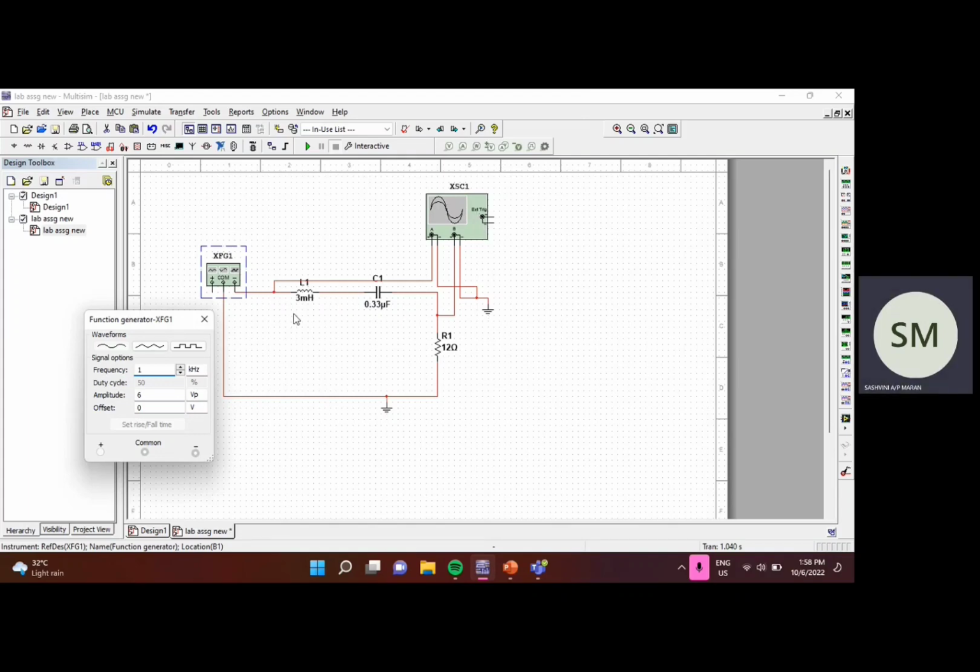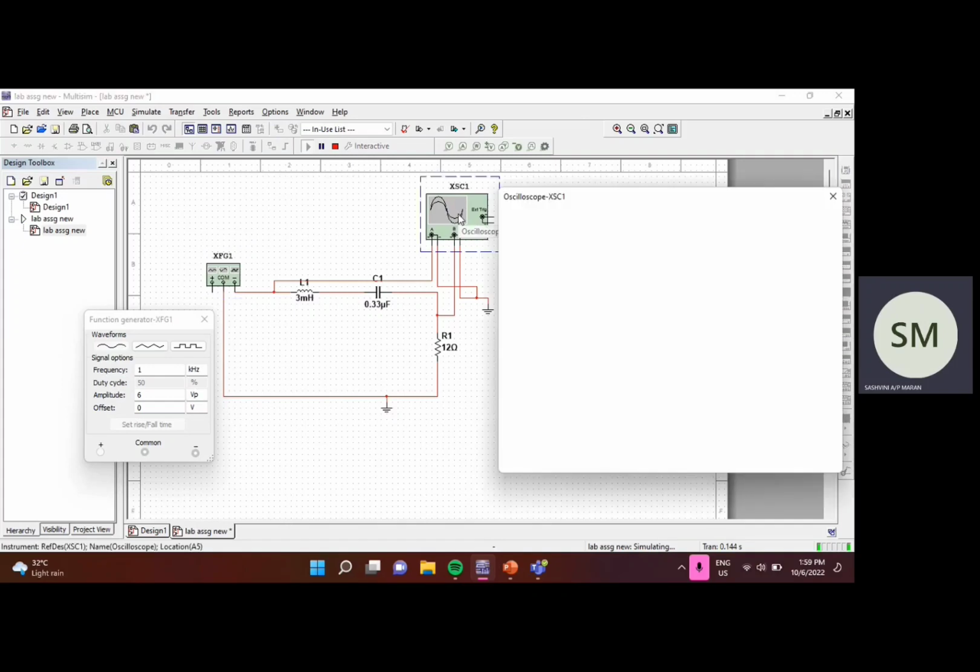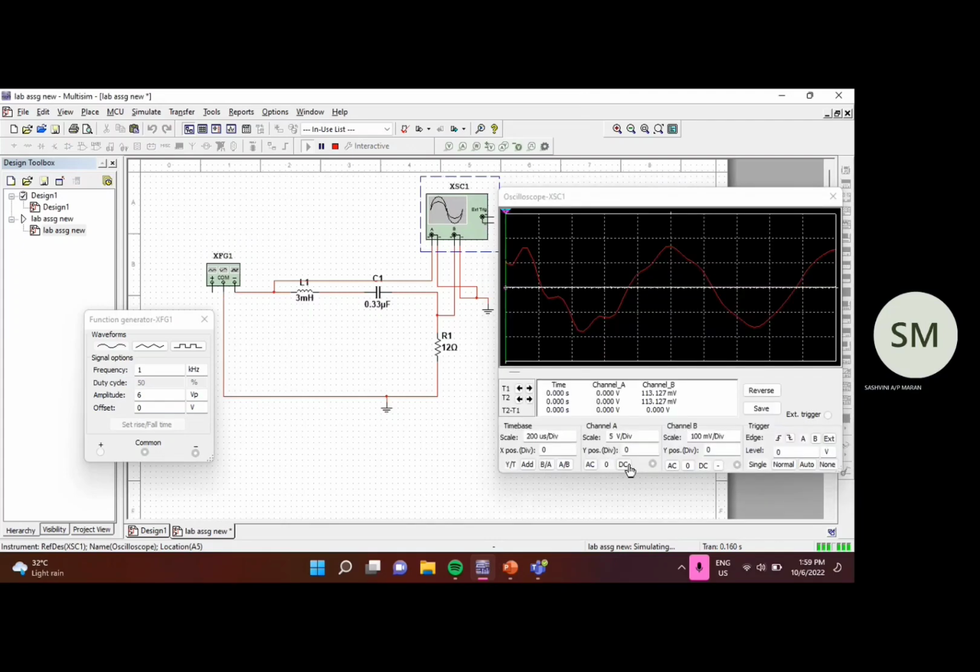Once we have completed the construction of the circuit, we need to run the simulation. Next, we are going to view the waveform formed at the oscilloscope. It can be seen that there are two waveforms formed. The channel A waveform displays the wave at the source, while channel B waveform displays output voltage at the resistor.